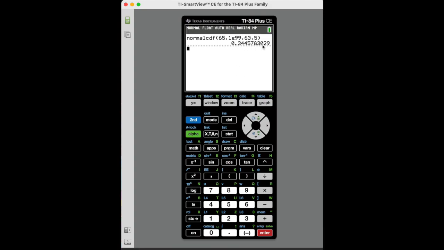So there is my probability, 0.3445783029. That's exactly what we got when we rounded to 4 decimal places using the table. When we round to 4 decimal places, we get 0.3446, the same value we got using the tables. Now, if you have a different model calculator where it comes up to the home screen like this, you want to use the same notation. You first put in your lower limit of the interval, then your upper limit, and then your mean and your standard deviation. You close parentheses and hit enter.